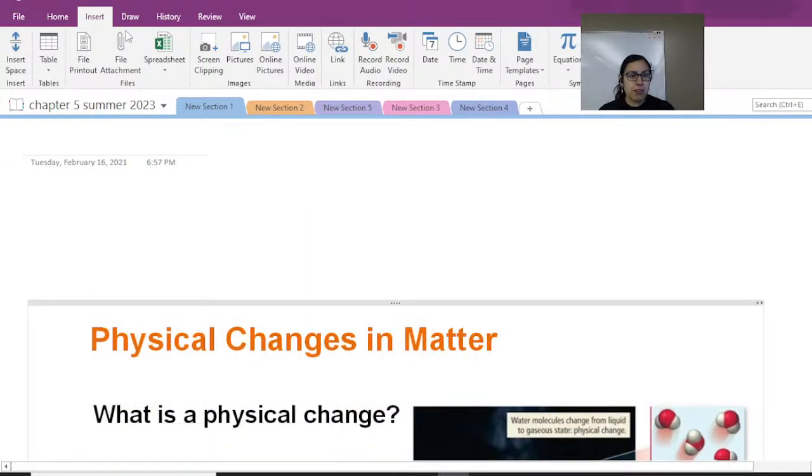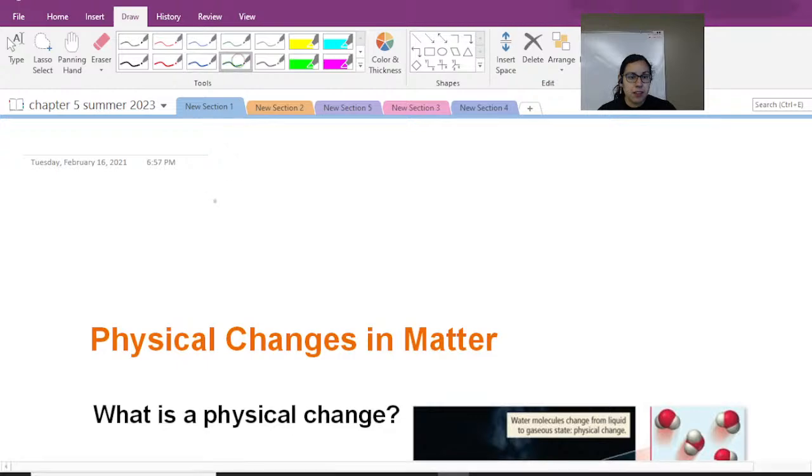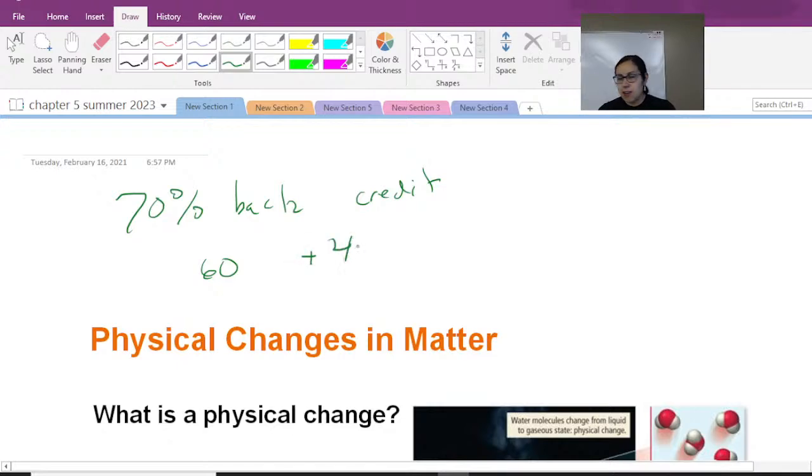So with that we'll say 70% back credit. So that just means if you got like a 60 on the test and you did corrections perfectly, to give you 40 points, you would get 70% of that. So 30 points added, so 90 total.